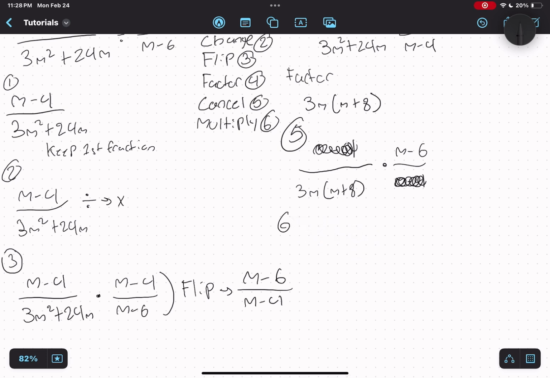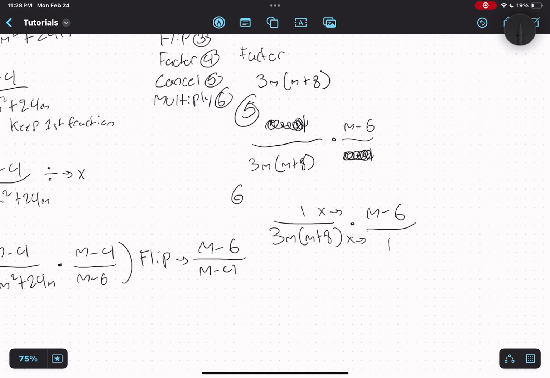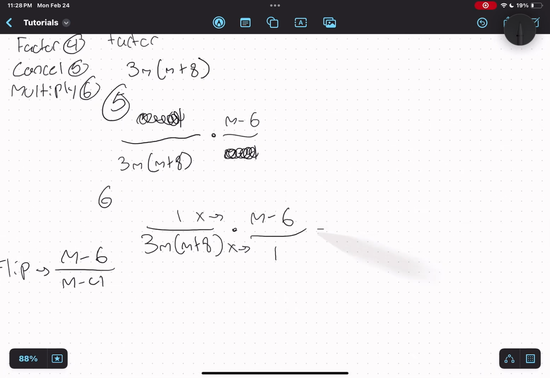So now let's multiply across. And remember, anything that doesn't have something in its numerator or denominator and is still a fraction needs to be put over 1. So it'll be 1 times m minus 6 and 3m times m plus 8 times 1. And since it's all times 1, it'll just simply stay the same. And so your answer will be m minus 6 over 3m times m plus 8.